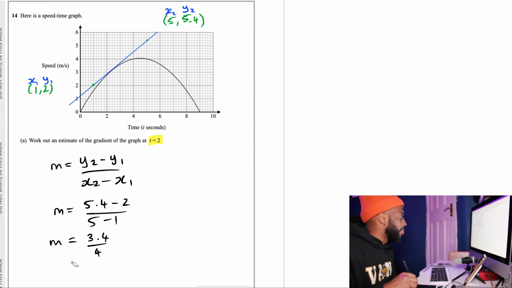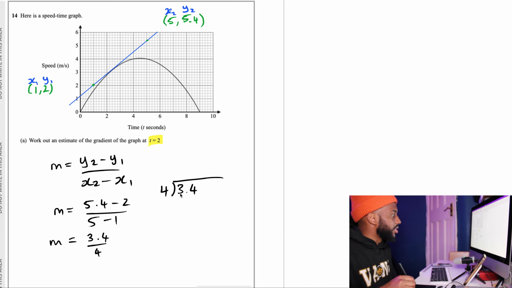That gives me 3.4 divided by 4, so with that you'd set up a division. So 4 divided by 3.4. It doesn't go into the 3. How many times does it go into 34? 8 times. So it goes in 8 times, remainder 2, so we can add a 0 there. How many times does it go into 20? It goes into it 5 times. So our gradient is going to equal 0.85.